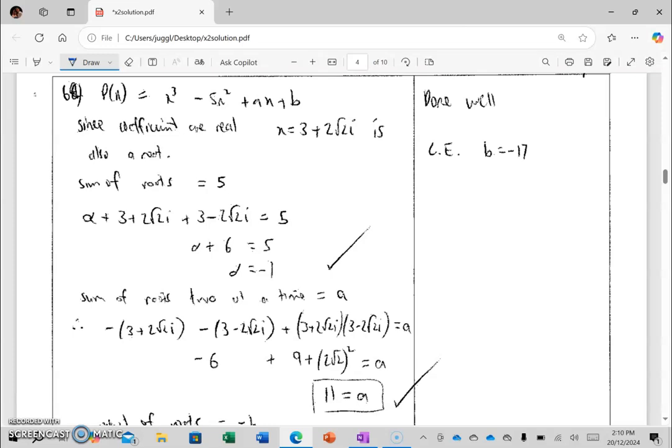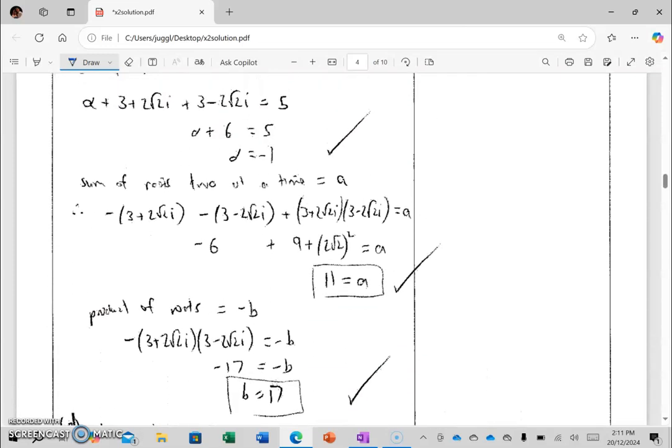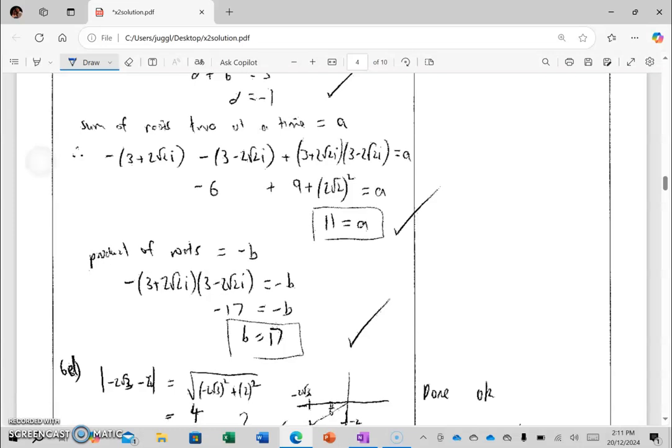Okay, sum of roots to work out alpha. And then you can either expand, or what I did is I did sum of roots two at a time and product of roots, and it doesn't take very much effort to get that. A is 11 and the B is 17.